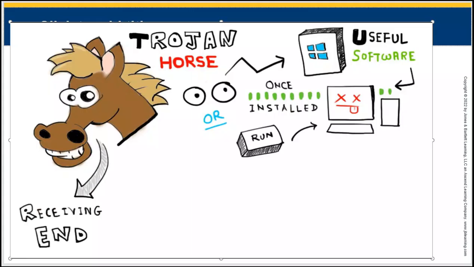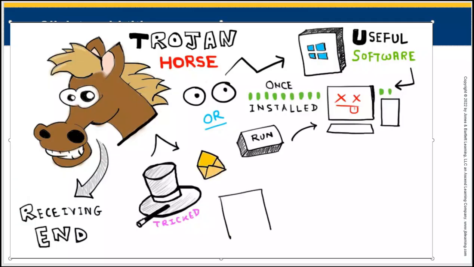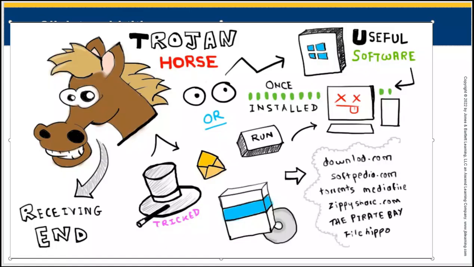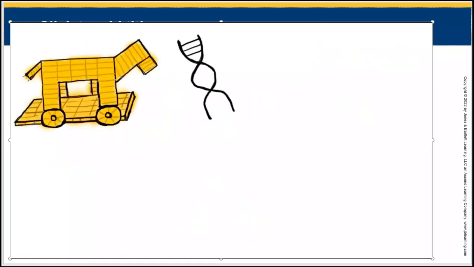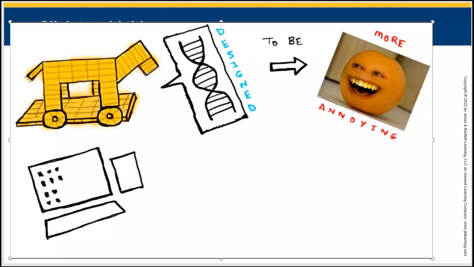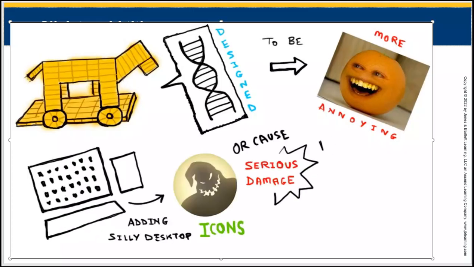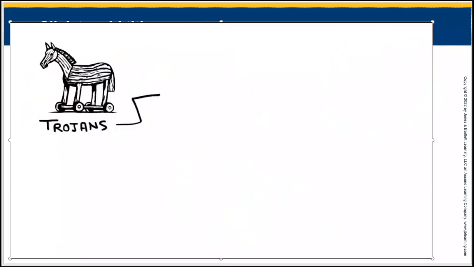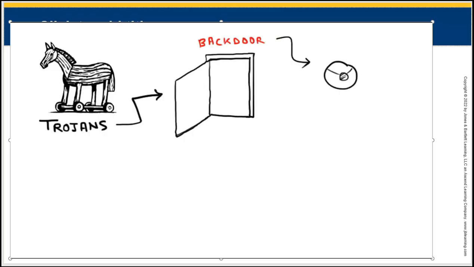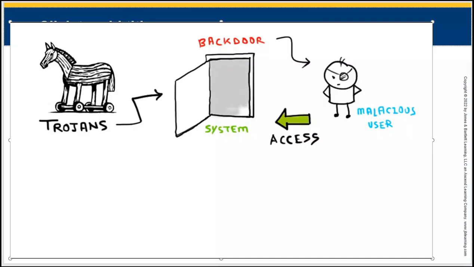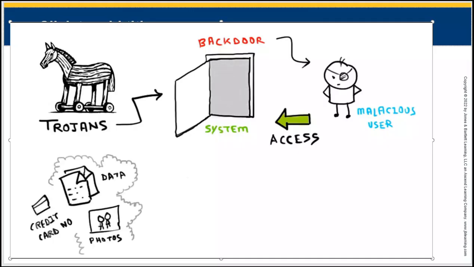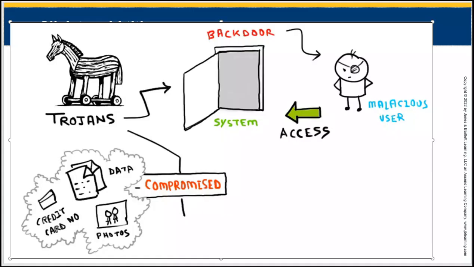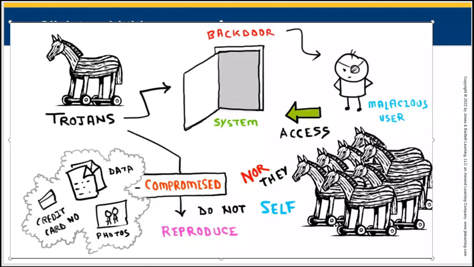Those on the receiving end of the Trojan horse are usually tricked into opening them because they appear to be receiving legitimate software or files from a legitimate source. Some Trojans are designed to be annoying, like changing your desktop, adding silly active desktop icons, or they can cause serious damage by deleting files or destroying information on your system. Trojans are also a backdoor on your computer that gives malicious users access to your system, possibly allowing confidential or personal information to be compromised. Unlike viruses and worms, Trojans do not reproduce by infecting other files, nor do they self-replicate.